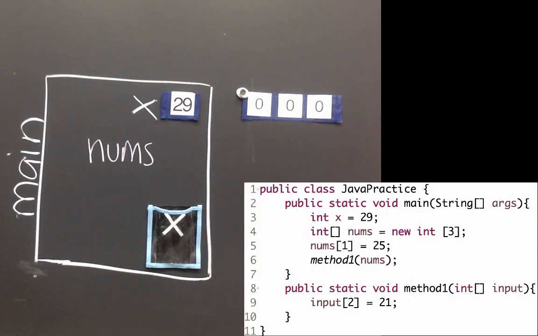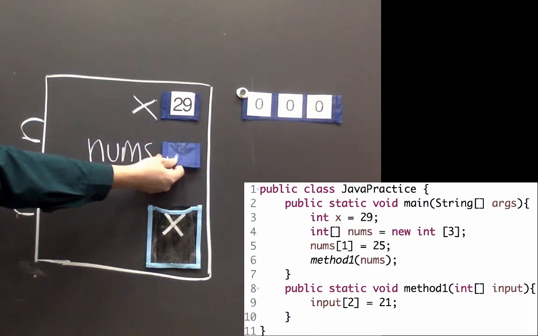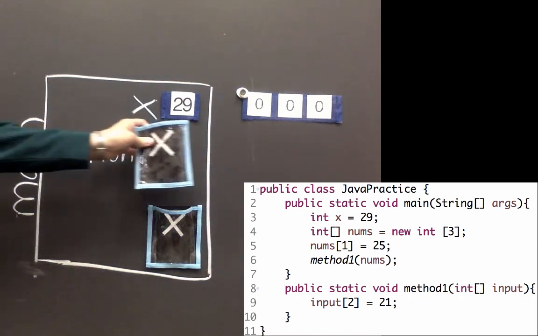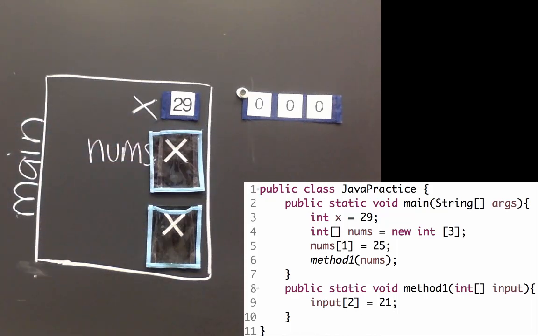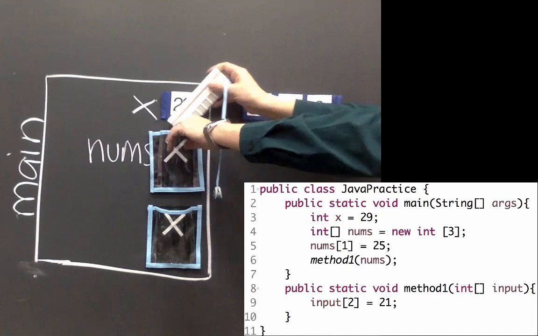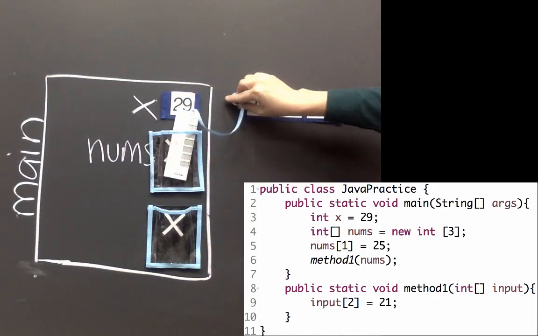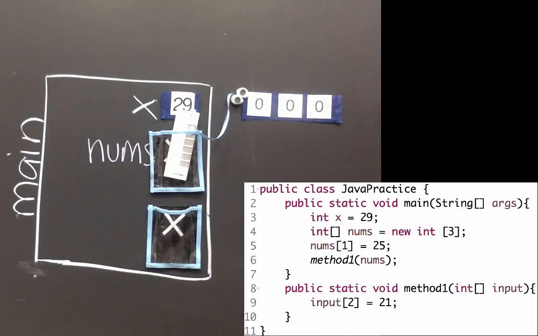Since nums is referencing an array, instead of having it be a variable that could hold an int, I'll have it be a variable that can hold a reference to an array. When I say that nums is equal to a new int array with 3 elements, that creates a reference that refers to that array. So now we have a remote control that references those 3 elements. And we can access this one with index 0, this one with index 1, this one with index 2.